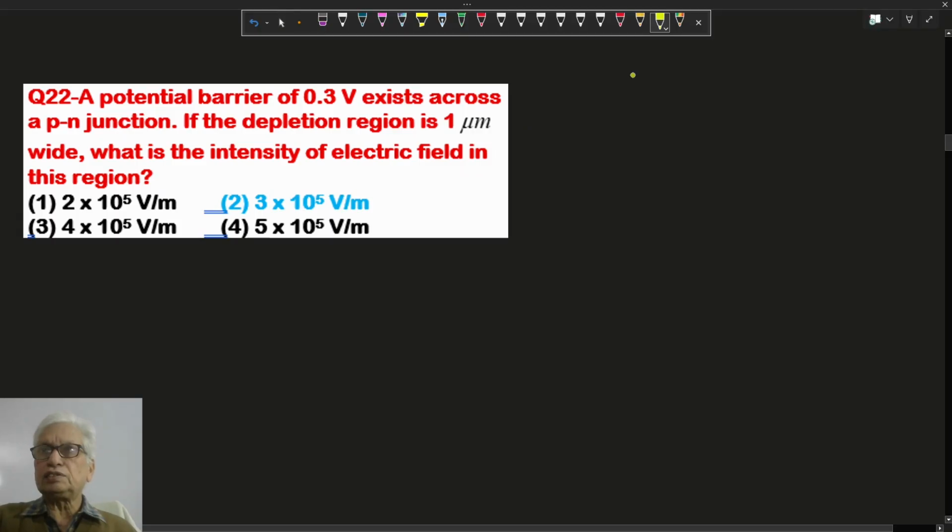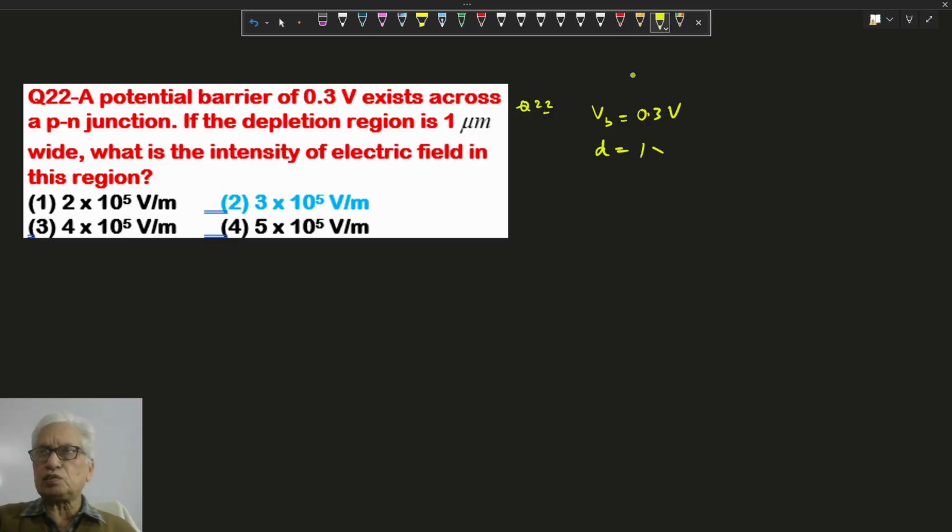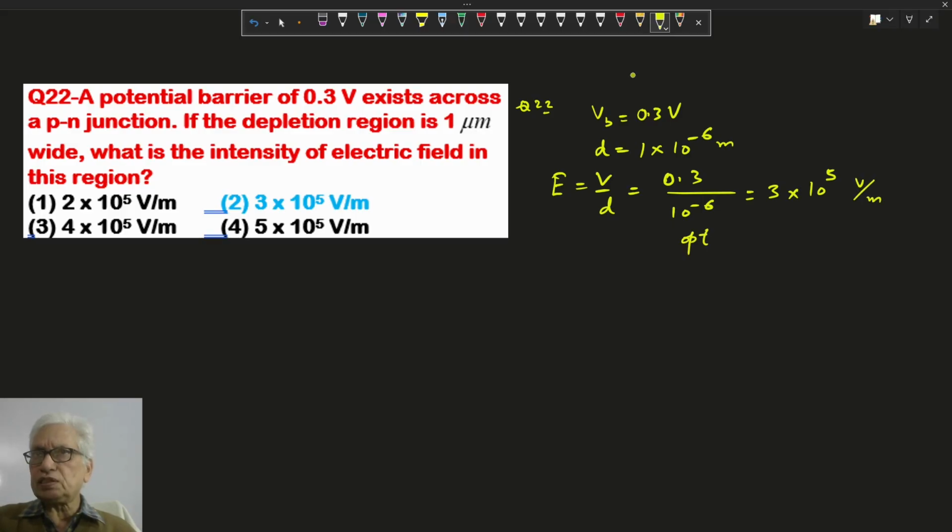In question 22, the barrier potential is 0.3 volt and the depletion width is 1 micrometer. So the electric field here is voltage divided by the gap. So 0.3 divided by 10 to the power minus 6, which gives 10 to the power 5 volt per meter. So the option here is 2.